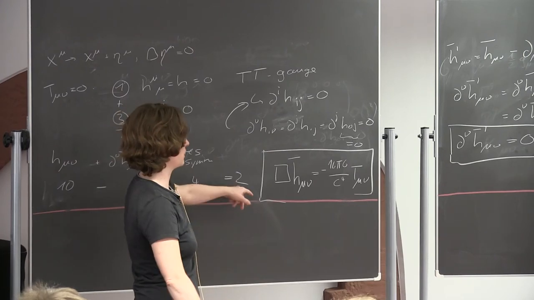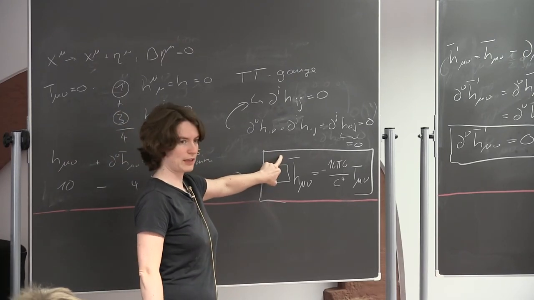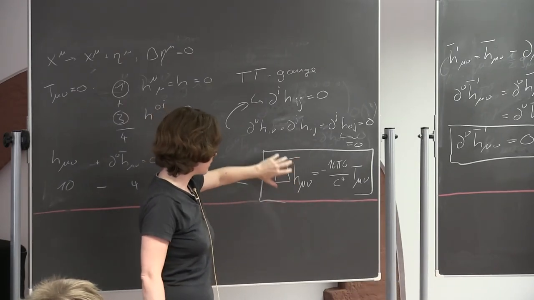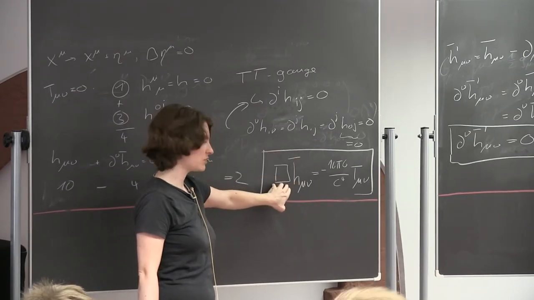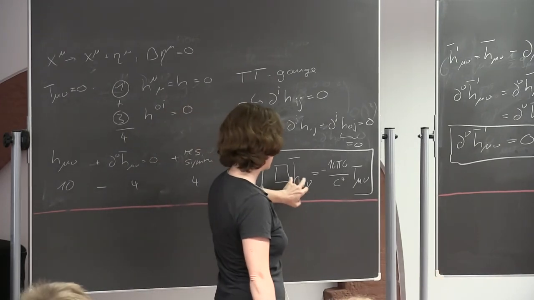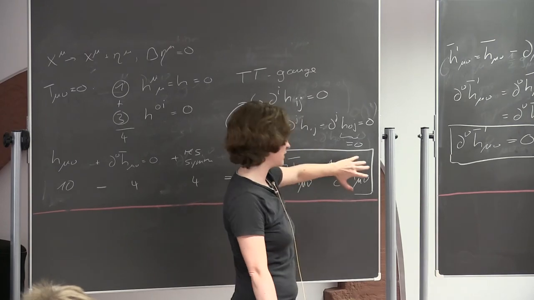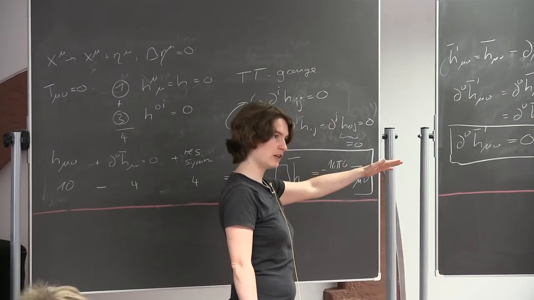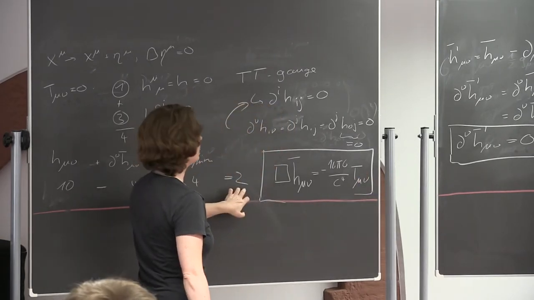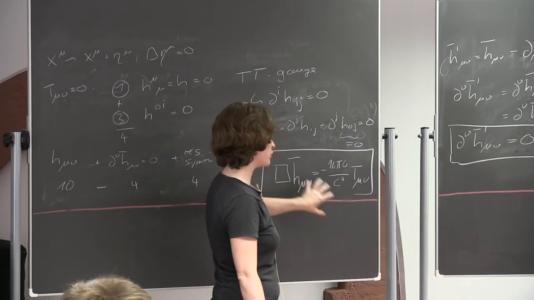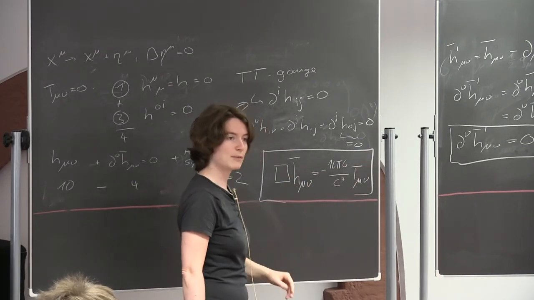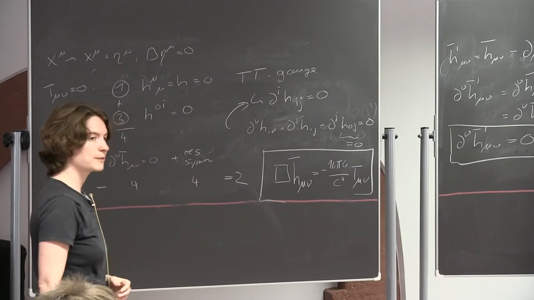Where if you're working in transverse traceless gauge, as we said, you can forget about the bar, but in general, there's a bar, and what this tells you is that this is just a standard wave equation. Nothing else. If you are outside the source, so if this is 0, you just have a free wave, as you would expect. That's why it's called a gravitational wave. It has 2 degrees of freedom. And inside the source, you have a wave equation with a source term. So it's really a lot like what happens in electrodynamics.